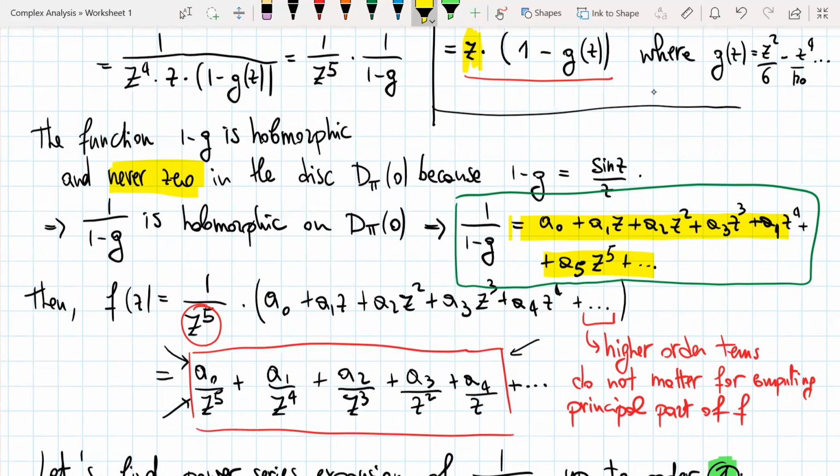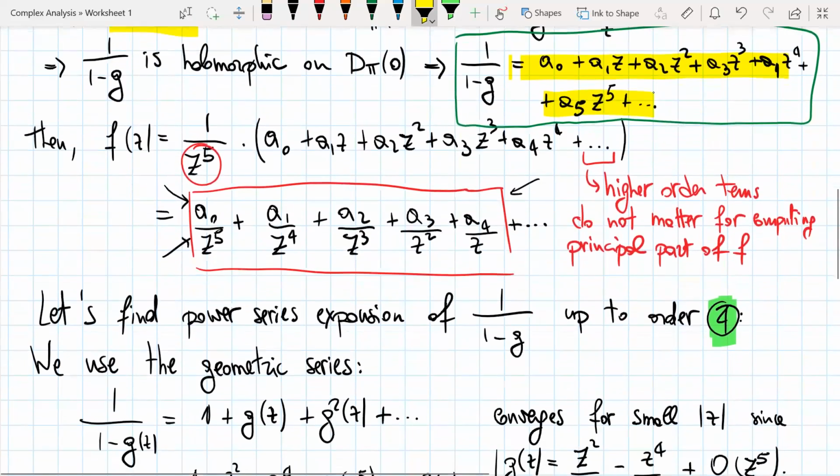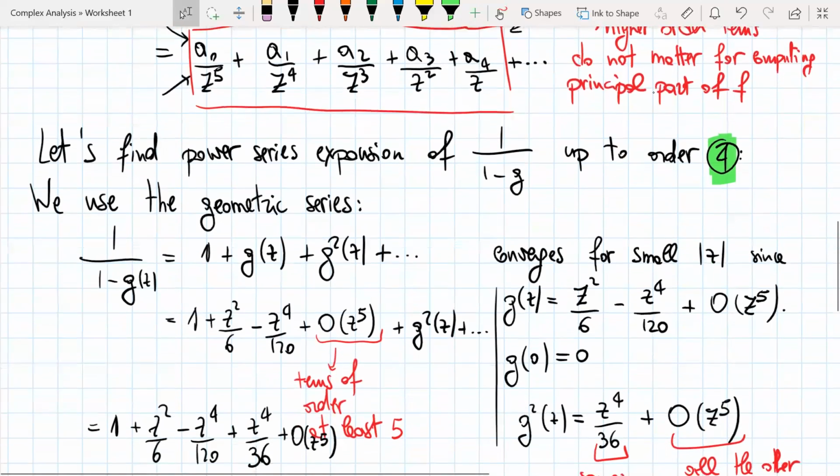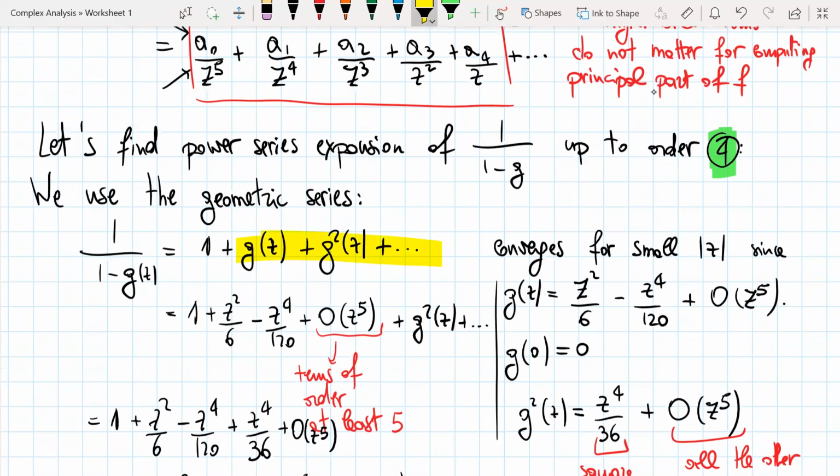So I simply take 1 over z to the 5, and then multiply by this power series expansion of 1 over 1 minus g. So now the only problem is to find this Taylor series expansion for 1 over 1 minus g. And to do this, we used this trick with the geometric series. We know that we have this expansion by the geometric series, and we also know the first terms of the power series expansion of g. This is given here on the right. And now I want only terms of order up to 4. This is the important thing, because they are the only ones that contribute to the principal part of f.